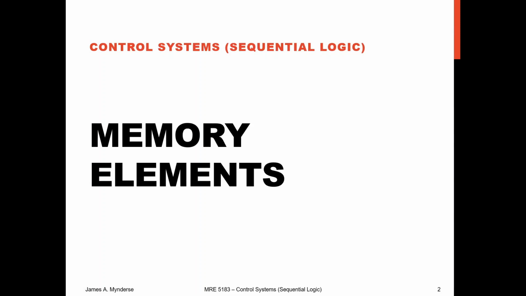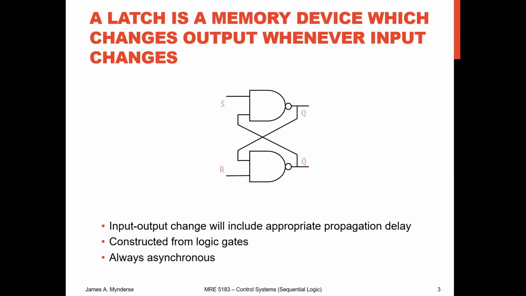All right, folks, so let's pick up with memory elements. So we're going to start with a latch. A latch is our simplest memory device, and it's going to change output whenever the input changes. The one shown here is an example of an SR latch. When I say it's going to change the output whenever the input changes, well, there's going to be some propagation delay, but the propagation delay is going to be short.